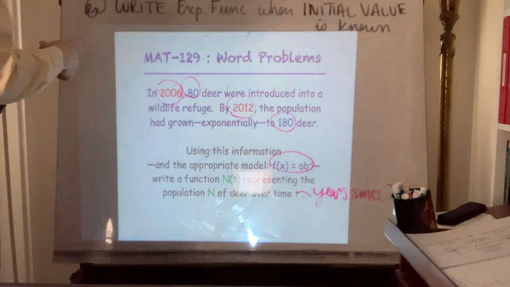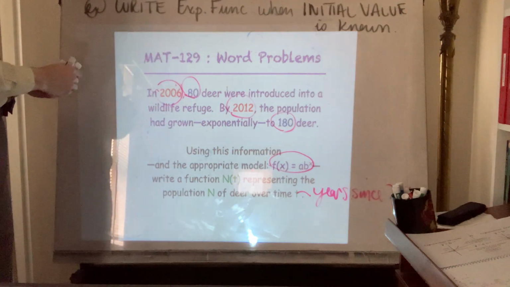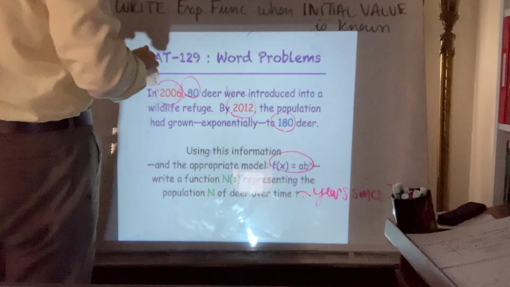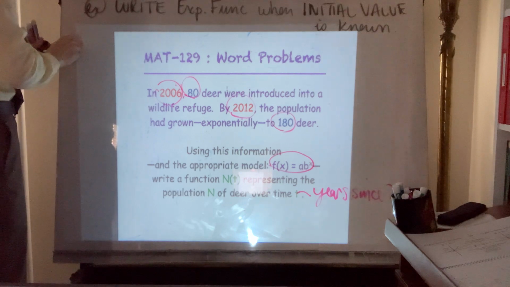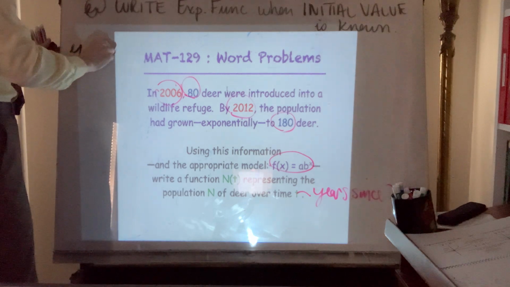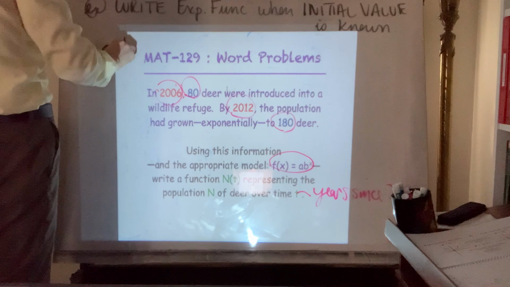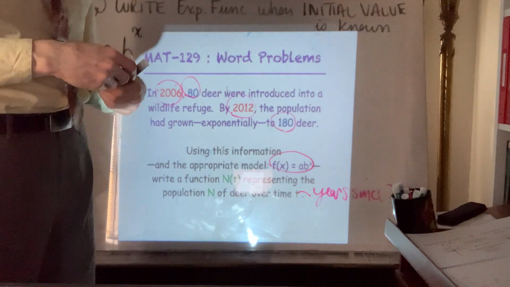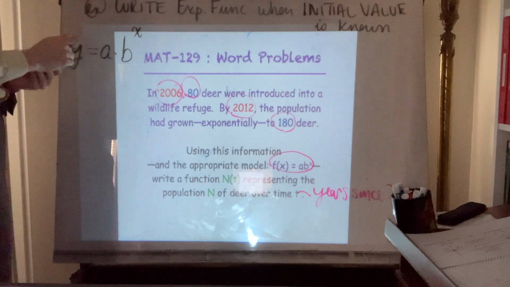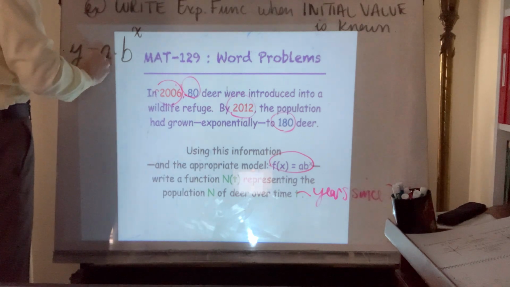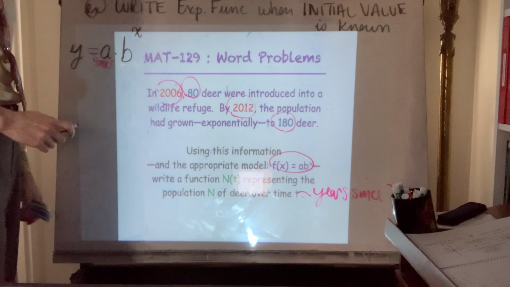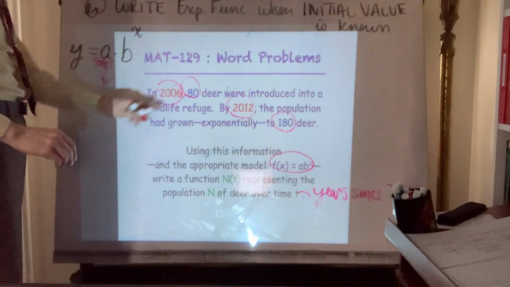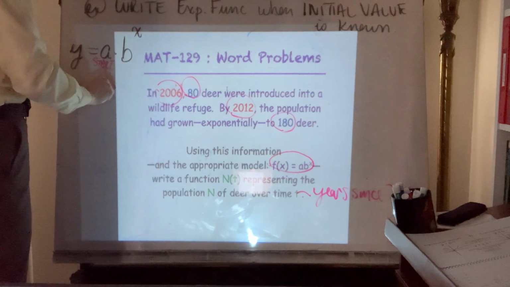Now, if this is the model that you're given, this might show up a little bit better in the dark. Y equals A times B to the X. Remember what I was saying before. A is the starting point. It's the initial value. So what would you automatically substitute in here? The starting number of deer would be 80.